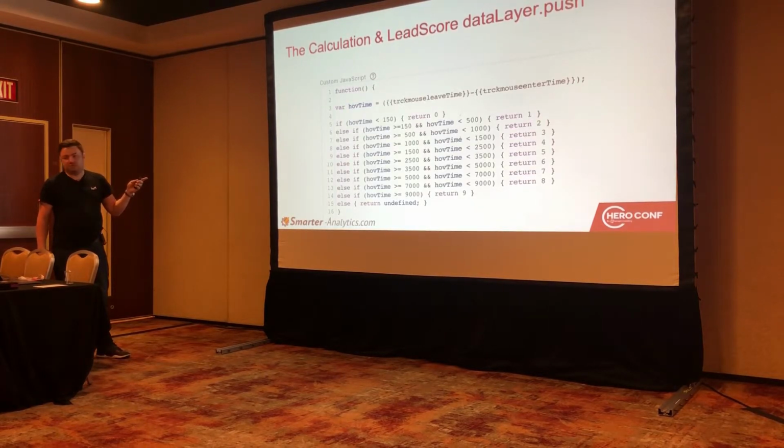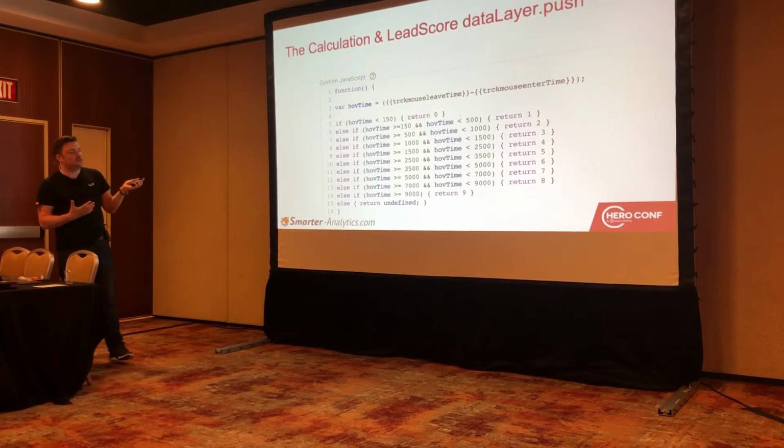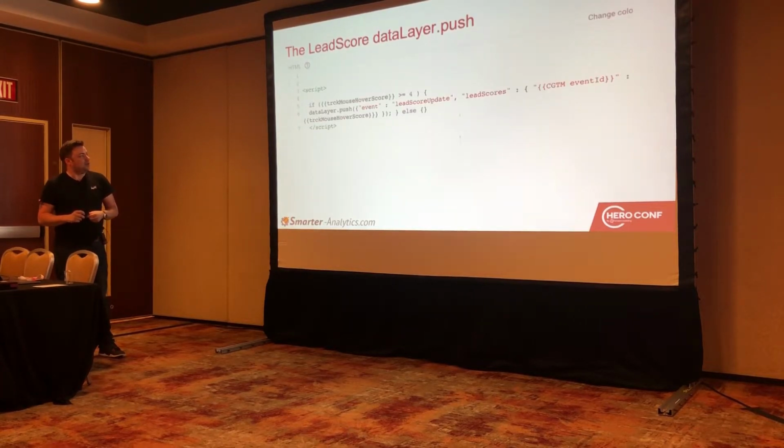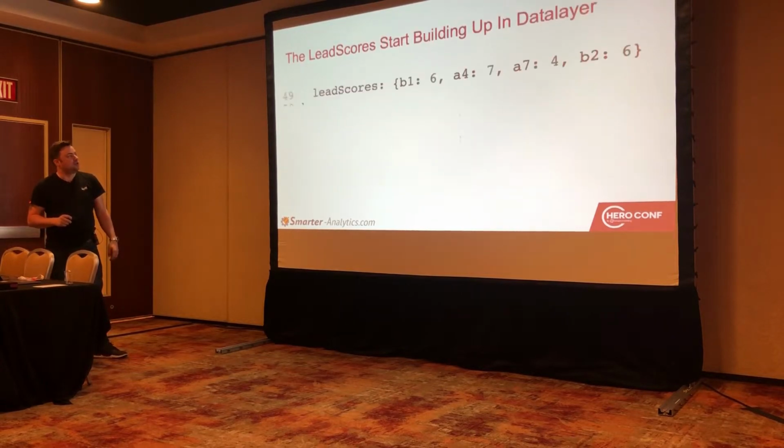This is what the calculation variable will look like. Might look a little bit daunting. If you read it carefully, it's quite easy to understand. If the hover time is under 150 milliseconds, score 0. If it's between 150 and 500, score a 1. If it's over 9 seconds, score 9. That's basically what this table is saying. Then we push another data layer push into the data layer, which shows us a score for that, and that updates with a score. So there we go. We've got event lead score update B1, 8 seconds on that hovering over that button.